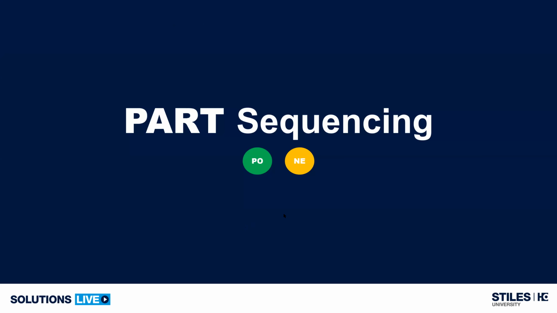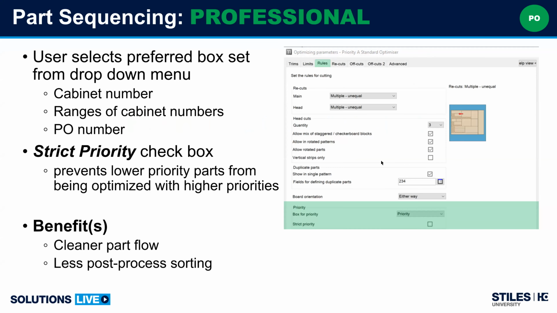Okay. So now we're going to move to part sequencing. And for optimizing purposes, you do need the Pro Optimizer, and you need either that or the nesting, depending on what you're doing. Oops, jumped ahead, sorry about that. In the Pro Optimizer parameters, you need to be looking at the Rules tab, and you'd be down at the bottom at the box for the priority parameter. If you hit that drop down, what you're going to find is your information box.